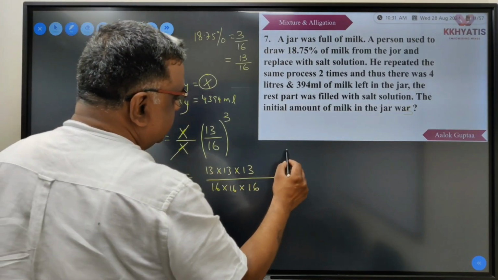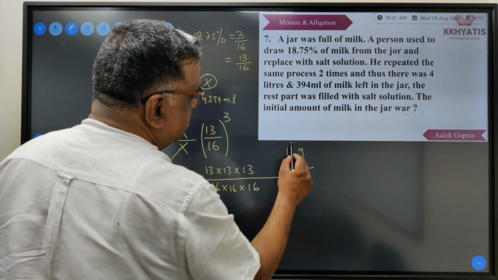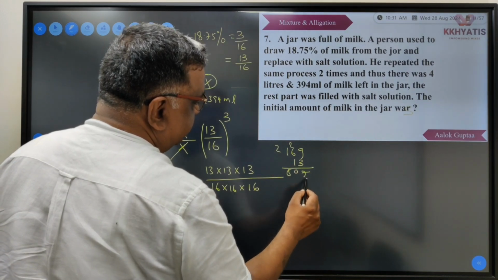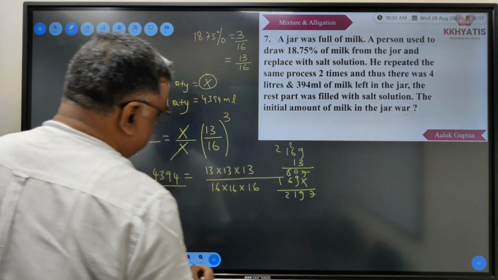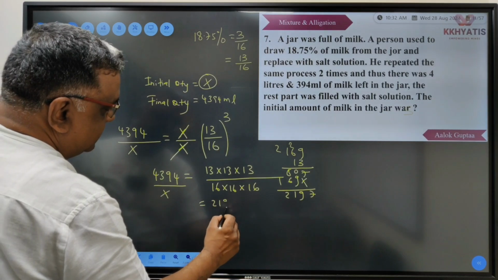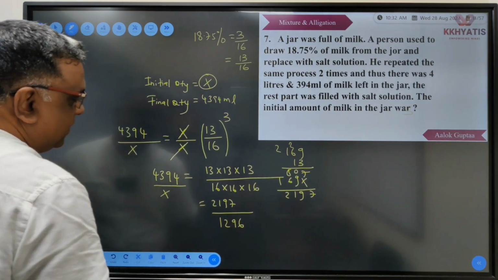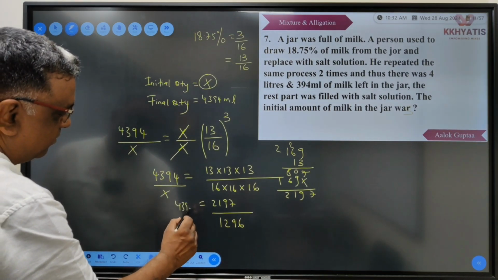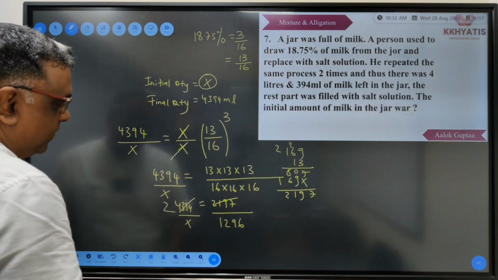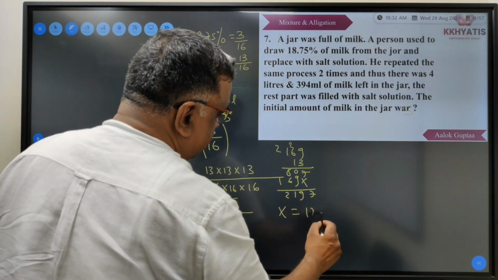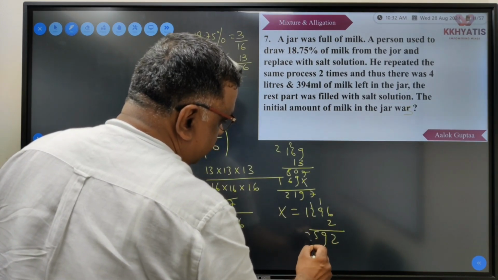13 square is 169, and if I multiply 169 by 13, then 7, 2, 18, 0, 2, 5, 9, 6, 1, 7, 9, 1, it will be 2197. So this will be 2197. 16 cube is how much? 1296, and this becomes 4394 upon X. And this will directly cancel by 2. So what is the value of X? 1296 into 2, 12, 2, 1, 18, 9, 1, 4, 5, 2592.